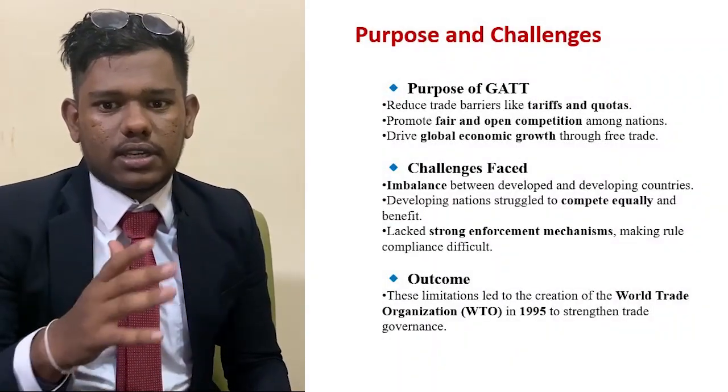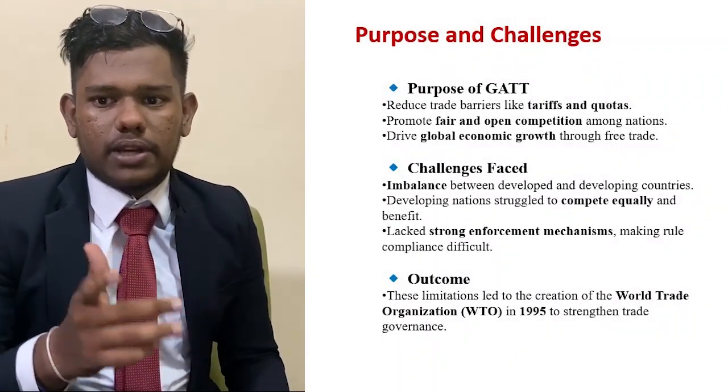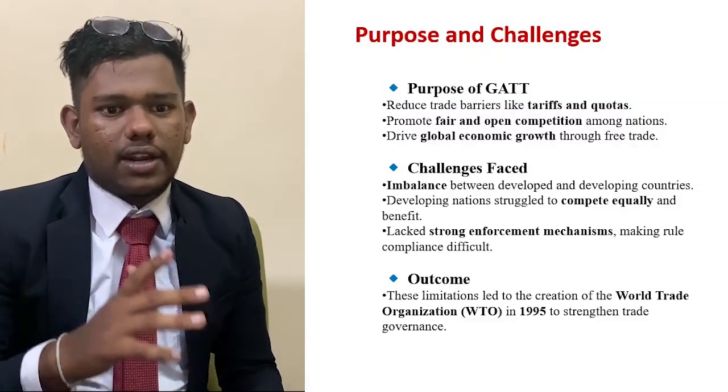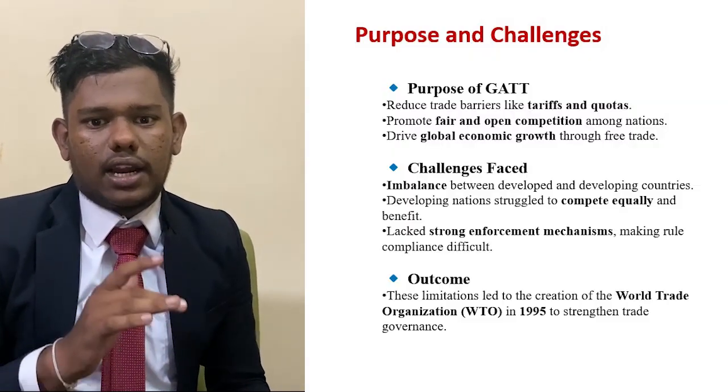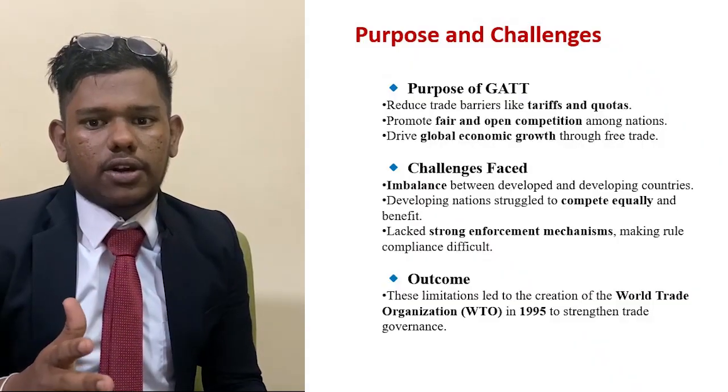Now let's understand the why behind it. So, Professor, what were the key issues it intended to solve and what purpose did it serve in the post-war era? Yes, Umesha, let's talk about that. The General Agreement on Tariffs and Trade, or GATT, was established with a very clear set of objectives. Primarily, it aimed to reduce trade barriers, things like tariffs and quotas that were hindering international trade. By doing so, it sought to promote fair and open competition among nations and ultimately drive global economic growth.